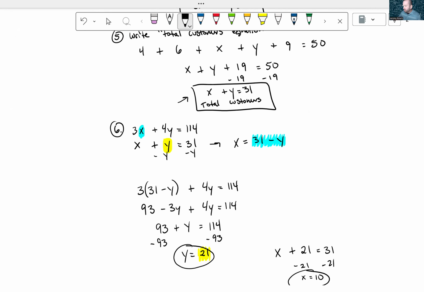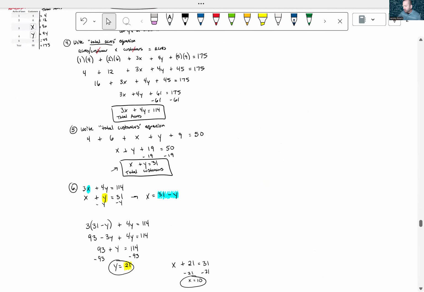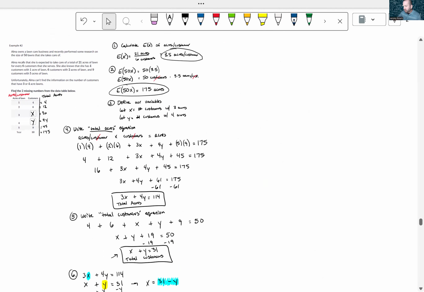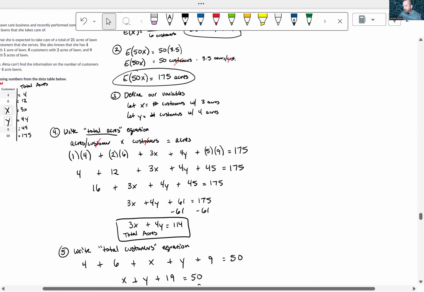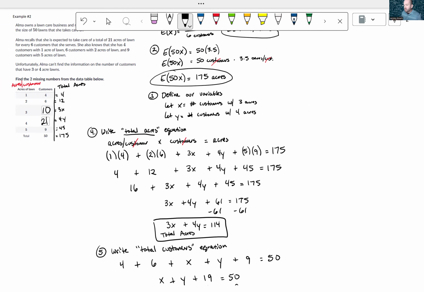And we defined our variables earlier. Let's go back up here and check how we define those again. So we got x is 10 and y is 21. We said that x is for 3 acres per customer, and y is for 4 acres per customer. So we'll just write those in for x and y. And so this is 10, and this is 21. So now Alma has the missing data that she needed for the number of customers.